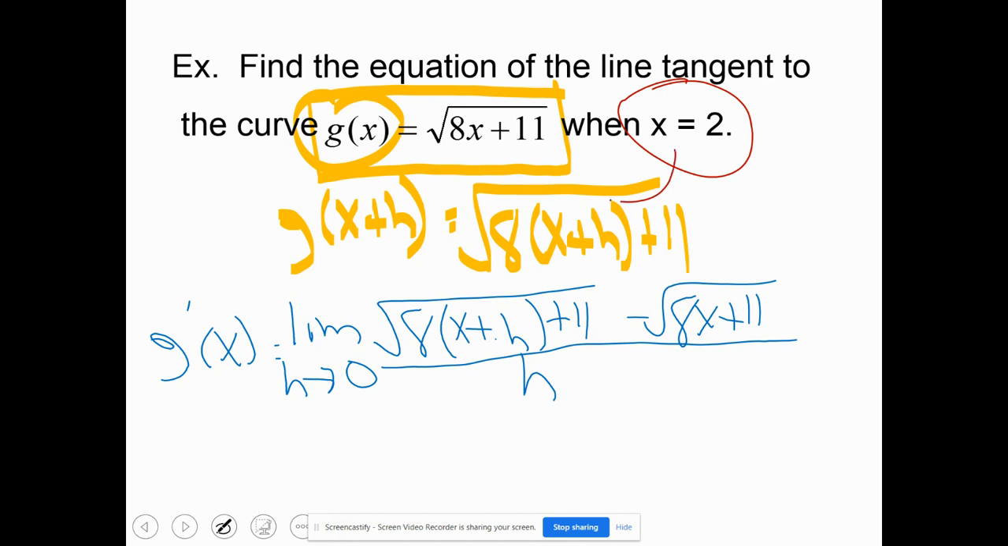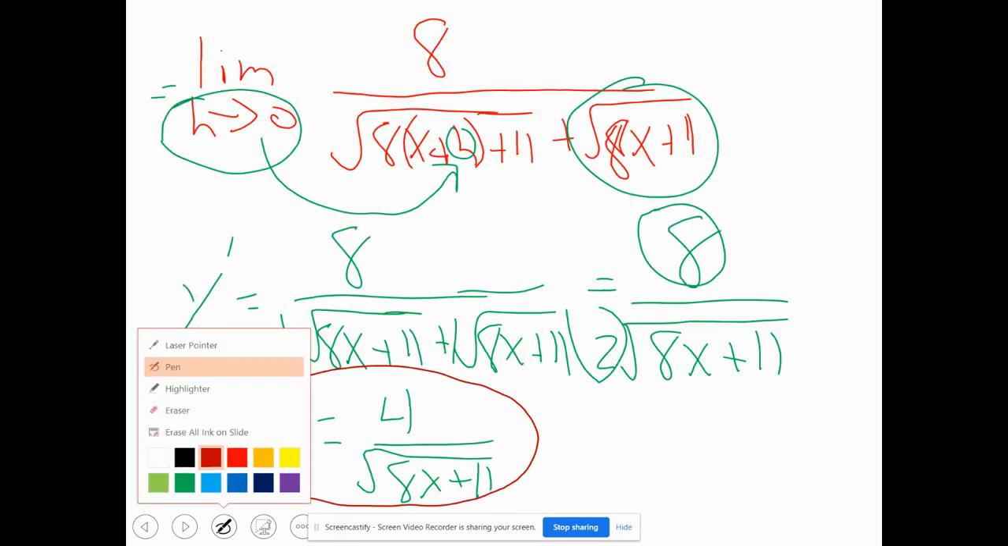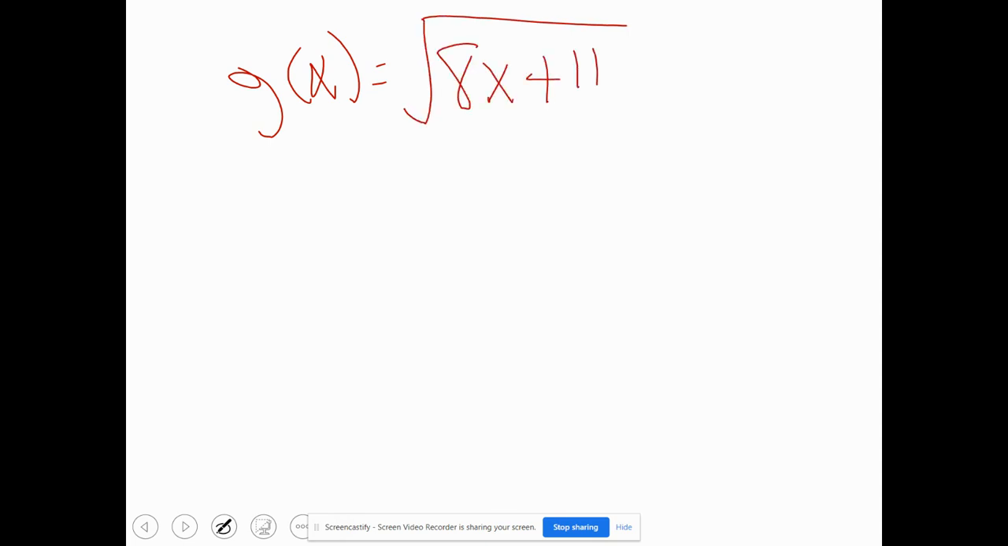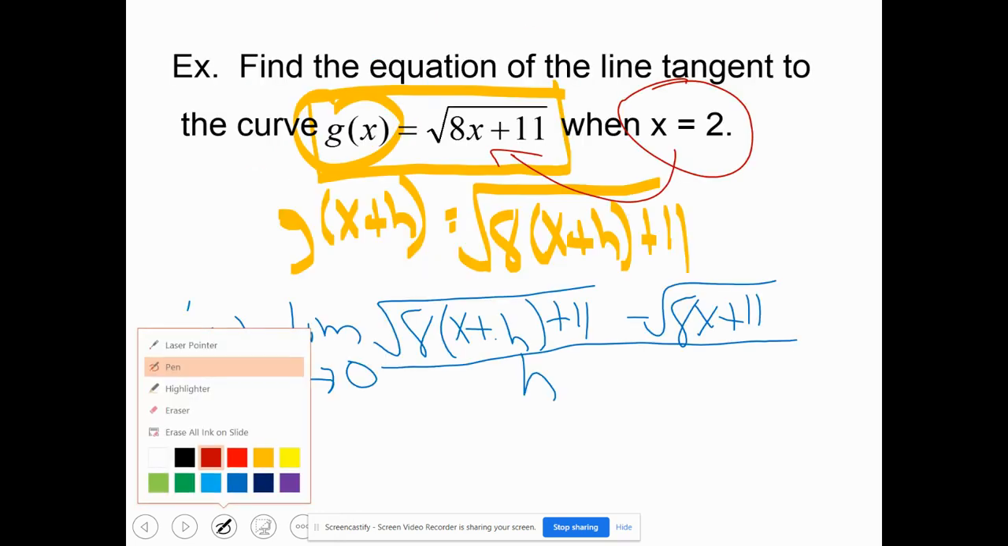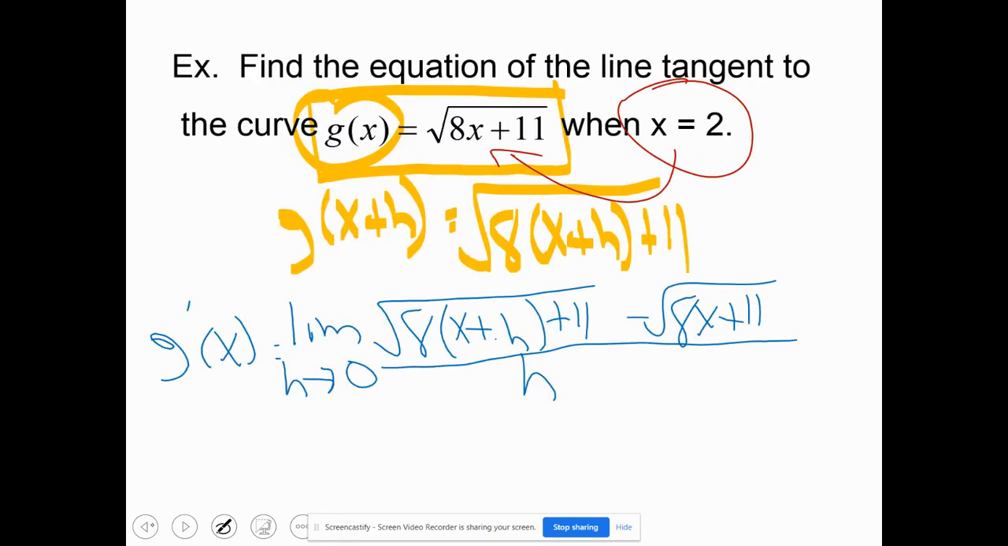So I know x is equal to 2. I got to plug 2 into the original function. All right, so let's see. I'm going to erase that. So my two functions were g of x equals the square root of 8x plus 11, and g prime of x equaled 4 over the square root of 8x plus 11. And we wanted to know what happens when x was equal to positive 2.